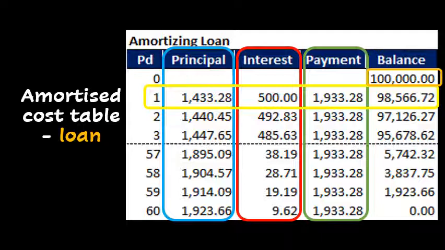After the first year payment, we have a balance in our loan account of 98,566 ringgit and 72 cent, which is equivalent to 100,000 ringgit minus 1,433 ringgit and 28 cent, the principal, and not the entire amount of the payment made. I believe you already discussed this amortized table for loan in the previous course.